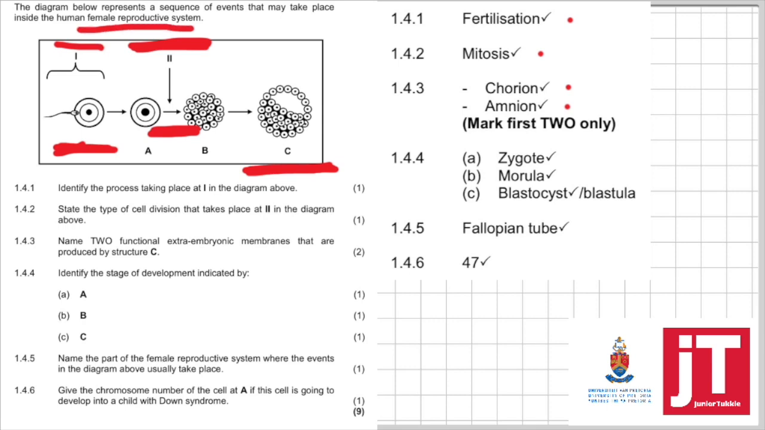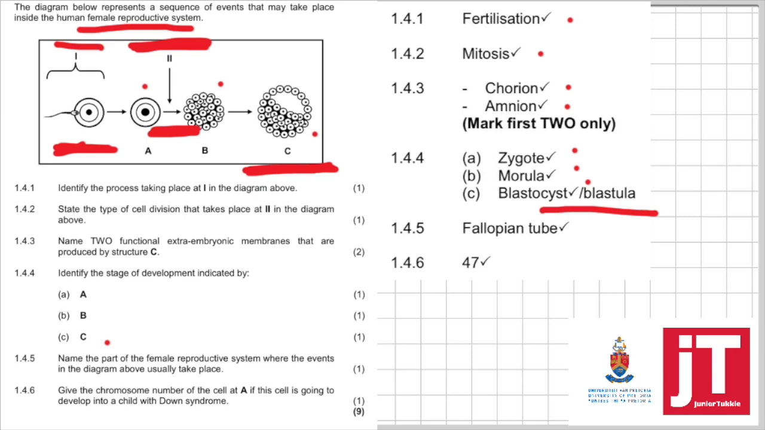Right, 1.4.4. Identify the stage of development indicated by A. A, obviously, is the zygote. Identify the stage indicated by B, that's a ball of cells, so it's the morula. And identify the stage of development indicated by C. C is the hollow ball of cells, the blastocyst. The memo also accepts blastula.